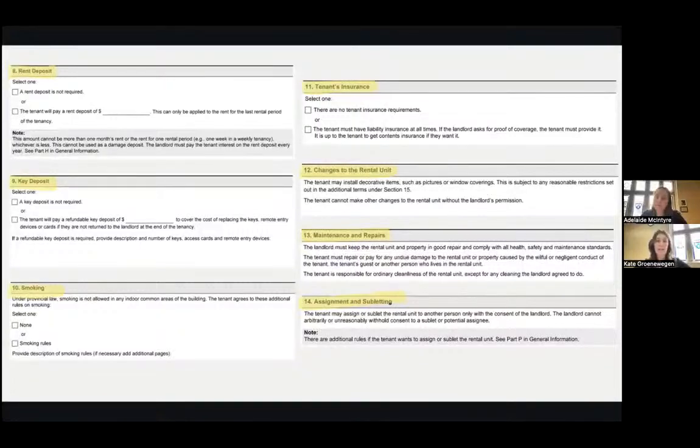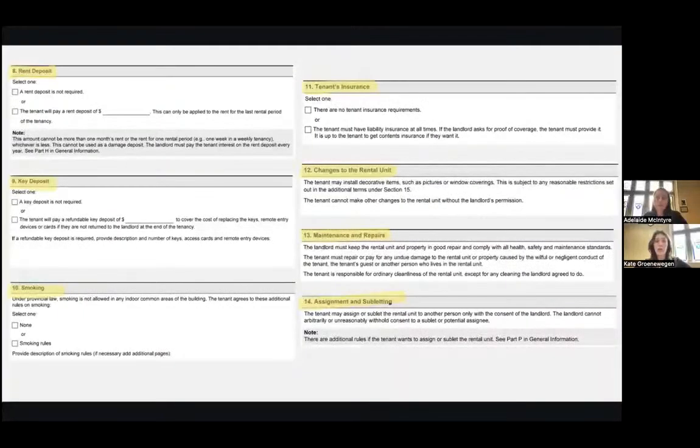A key deposit, so this specifies whether you must pay a deposit to cover the cost of any lost keys or remote access cards or devices if you don't return them at the end of your tenancy. Smoking. The section specifies whether smoking is allowed in your unit and any other rules around smoking in the residence. For example, it could say that smoking is prohibited in your unit as well as all common areas in your building. Tenants insurance, your landlord may require you to take out tenants insurance and then provide evidence of that.